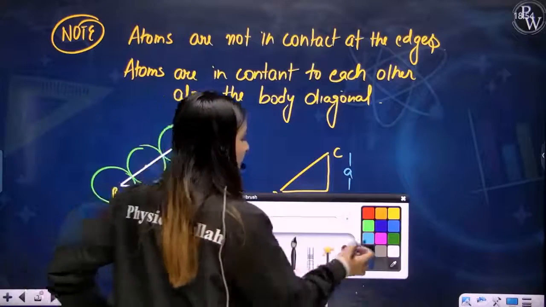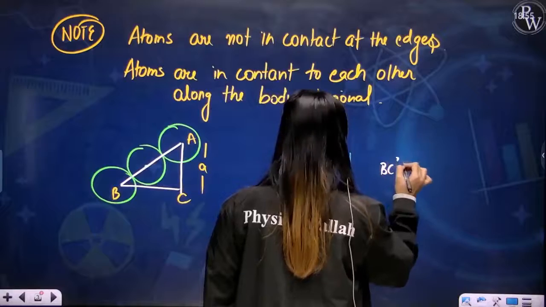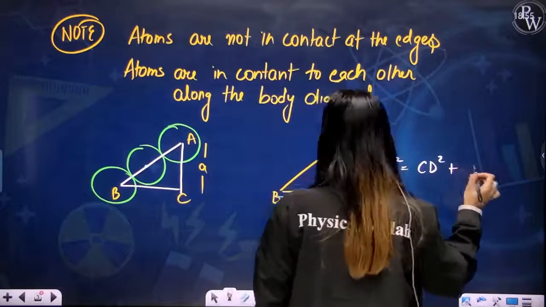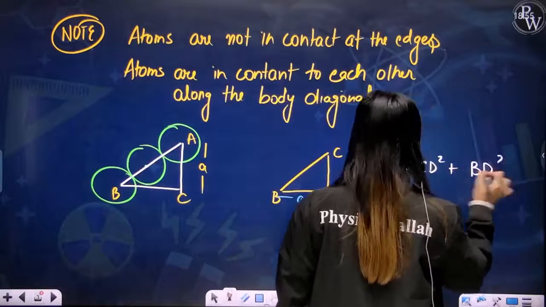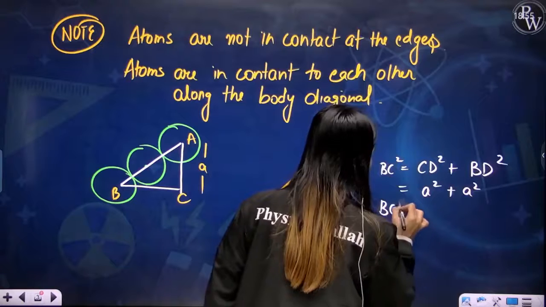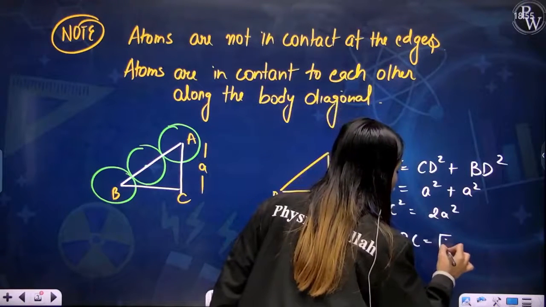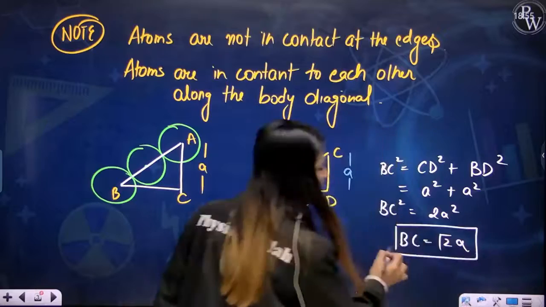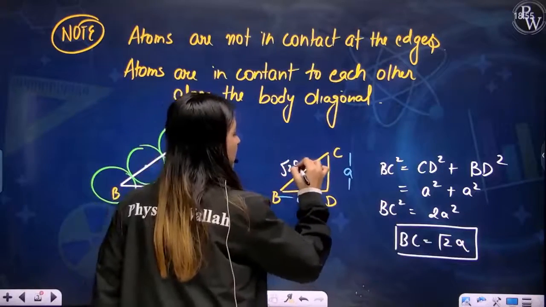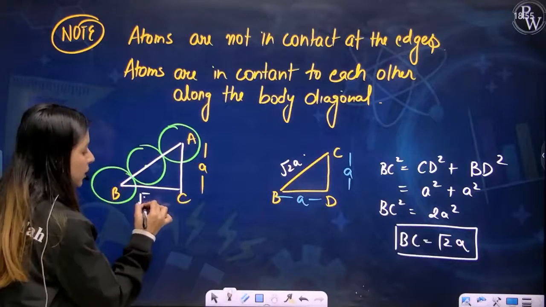Let's apply the Pythagoras theorem here. We can say that BC square will be equal to CD square plus BD square, right? This means a square plus a square. So BC square would be equal to 2a square. So can I say that BC is equal to root 2a? So my dear students, this length has come out to be root 2a.